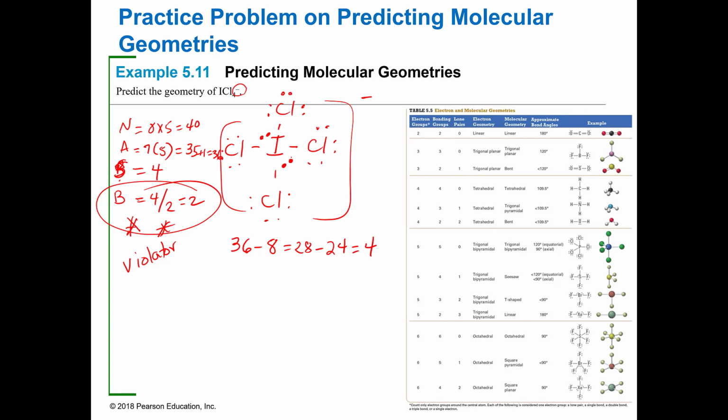So how many electron groups does this have? It has 4 bonds, 1, 2, 3, 4, and 2 lone pairs. So it has 6 electron groups. That tells me, since it has 6, that its electronic shape is octahedral, because electronic shape is only based on the electron groups.